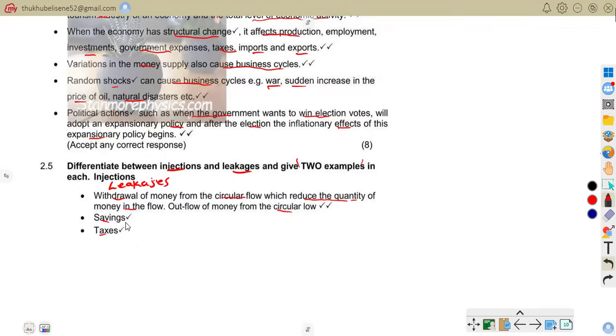When we talk of savings, this is income not spent on goods and services. For example, money deposited into a bank account. So those are the savings. Taxes, we are talking about money paid to the government. We're talking of income tax.